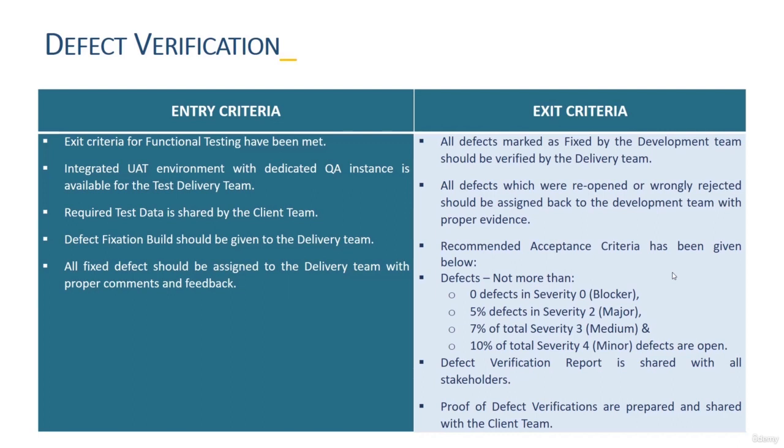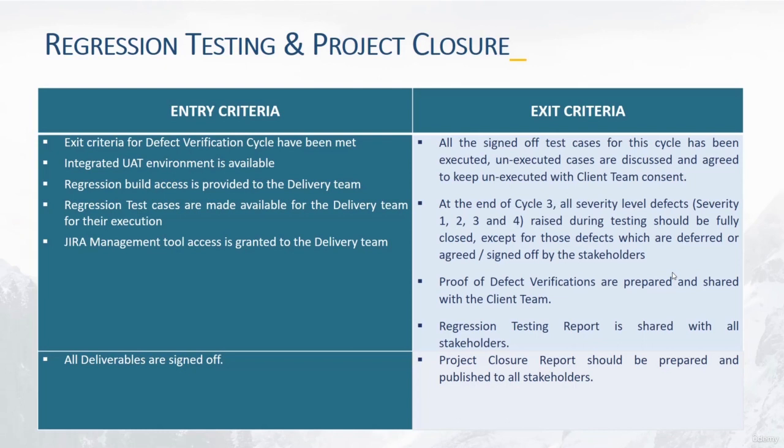So if these criteria are fulfilled, then we are good to close our defect verification cycle under these terms and conditions. After that, we are also highlighting our regression testing and project closure. For performing the regression, first of all, we need to make sure that the development team has also verified the defects, and then they will be providing us the integrated UAT environment, and the regression build access is provided to the delivery team. And here the regression test cases are made and available to the delivery team, and the Jira management tool, or whatever the client is using, is granted access for logging the issues now.